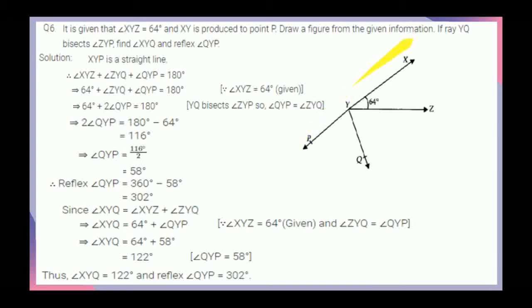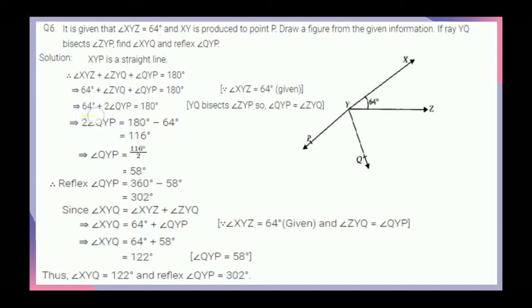XYP is a straight line, so angle XYZ plus angle ZYQ plus angle QYP is equal to 180 degrees because this is a straight line. Now, in place of angle XYZ, we are writing 64 because this is given in the question. So, 64 degrees plus angle ZYQ plus angle QYP is equal to 180 degrees.